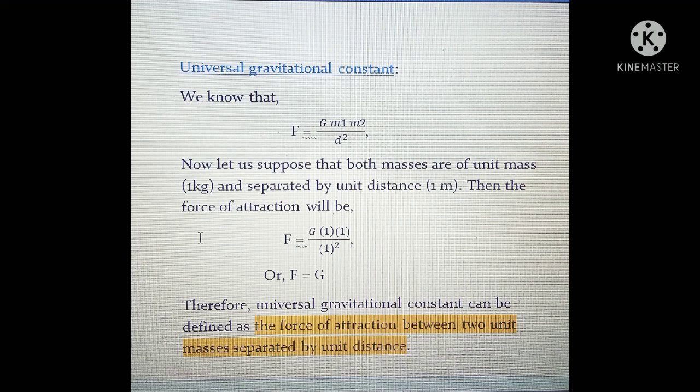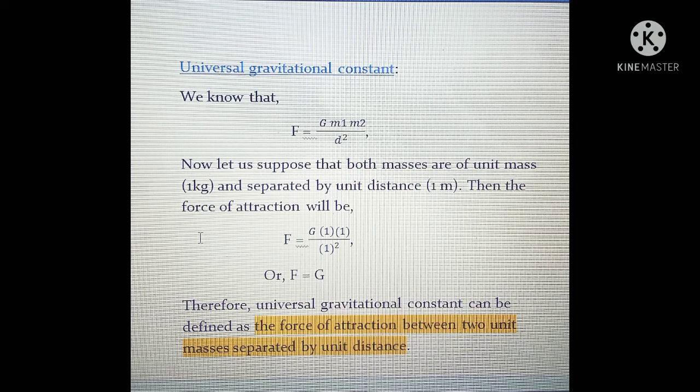Okay, so we derived the formula F is equal to G m1 times m2 upon d square in the previous class from Newton's universal law of gravitation, where F is the mutual force of attraction, G is the universal gravitational constant, m1 and m2 are masses of the objects, and d is the distance between their centers. Now for defining the universal gravitational constant, we will begin from the formula itself.